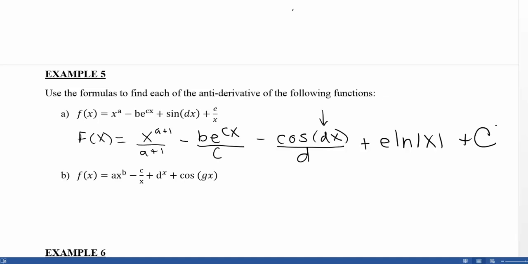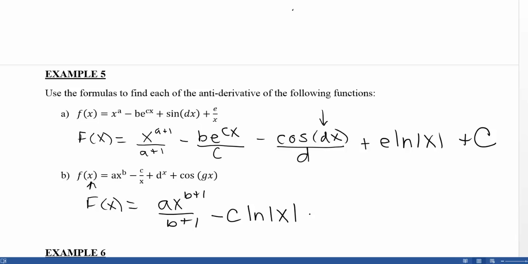Part B is similar. We're again trying to find the antiderivative when we have some letters in here. And again, we know that x is our variable because that's what's in our little f here. So the first term, we have a x to the b. So when we take the antiderivative, we're going to get a x to the b plus 1 divided by b plus 1 minus, now we have c over x. So the c will come out front, and we get c times the natural log of the absolute value of x, plus we have d to the x, that's exponential, so we get the same thing back, divided by the natural log of the base.